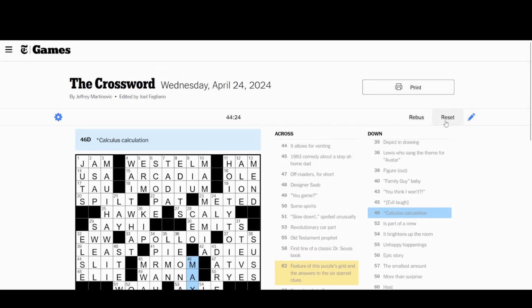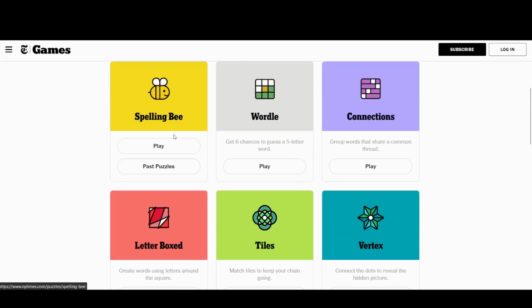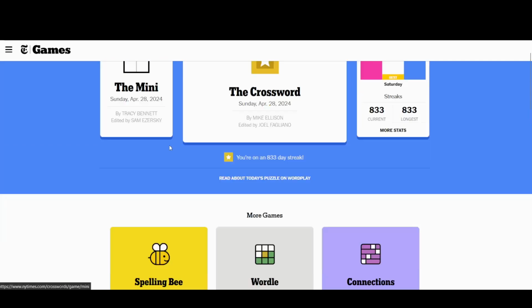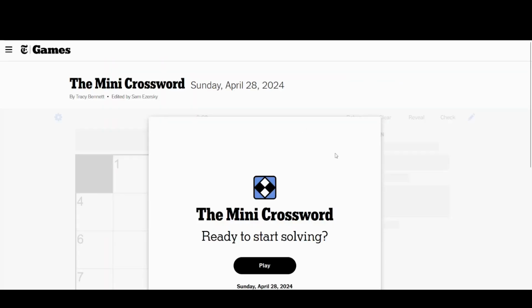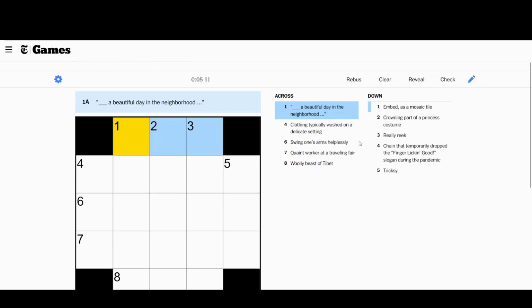we can't do it right now, but I'll show you. I'll open up the mini and I'll show you. Because one thing you can do is reveal answers. You can reveal the entire puzzle. You can also check answers that you've put, and it'll tell you whether you've got them right or not.